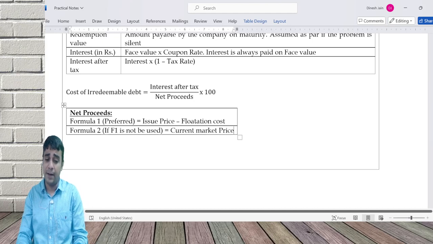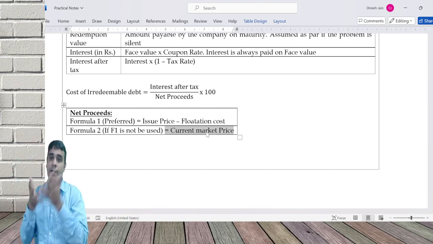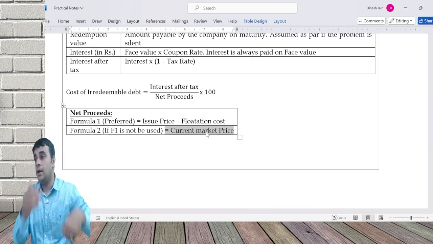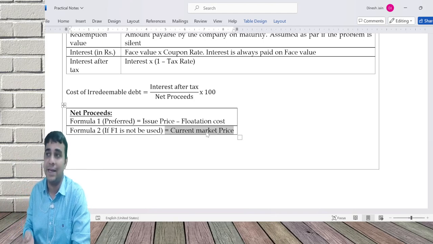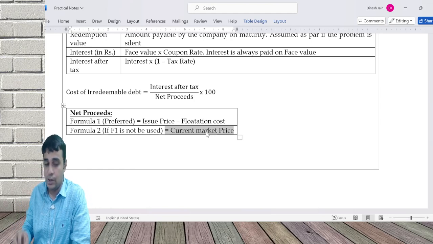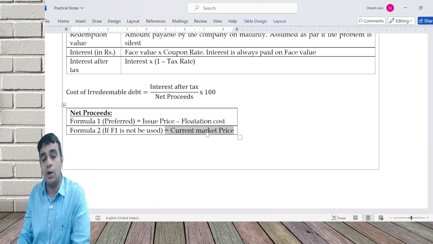On top of current market price, there could be a flotation cost, but I cannot consider that because flotation cost was incurred some years back. Today I don't know what will be the flotation cost. What is flotation cost? It is the cost which you incur when you issue any security, like underwriting commission and issue expenses of prospectus. So two formulas for net proceeds. First is issue price minus flotation cost. Second is current market price, in case formula 1 is not to be used. You'll understand when it is not to be used as we do questions.